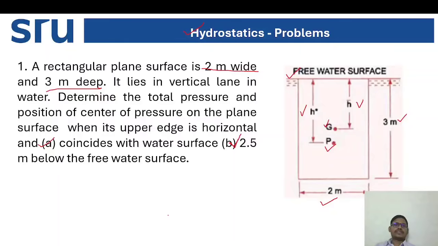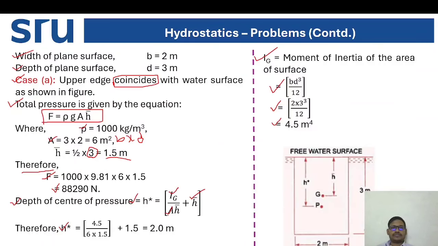So once again we'll see. A rectangular plane surface is 2 meters wide and 3 meters deep. It lies in a vertical plane in water, and determine the total pressure and the position of the center of pressure on the plane surface when its upper edge is horizontal and, in one case, coinciding with the free surface, and in another, 2.5 meters below the free surface. That's what we are seeing here. They have given b is equal to 2 meters and d is equal to 3 meters.